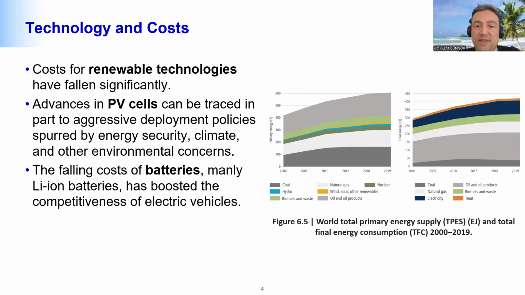competitiveness of electric vehicles. On the figures on the left, we have the primary energy supply. We can see that fossils still dominate. We have a very minor increase in renewables as a share of primary energy. And on the right, we have final energy, where we can see that there is an electrification of final energy demand. However, coal and oil still dominate, coal mainly in the industrial sector and oil mainly in the transport sector.